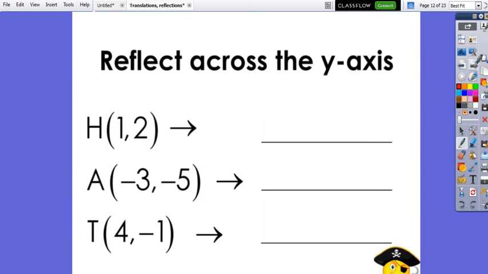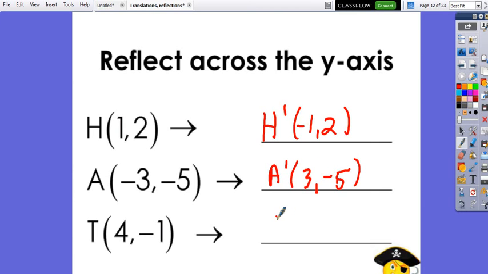Everybody already done with those? Okay, Chris, what is H prime? Good. -1, 2. That's right. Because we're changing the x value. All right. Kari, what's A prime? 3, -5. Good. And then T prime, Jeremiah? -4, negative. Did you say -1? Yeah, you're right. All right.